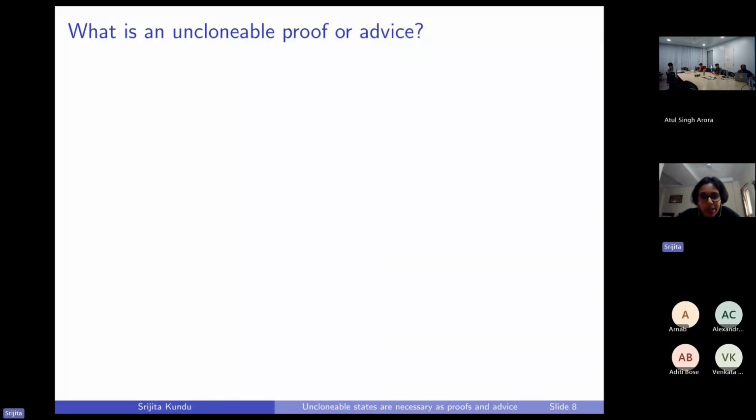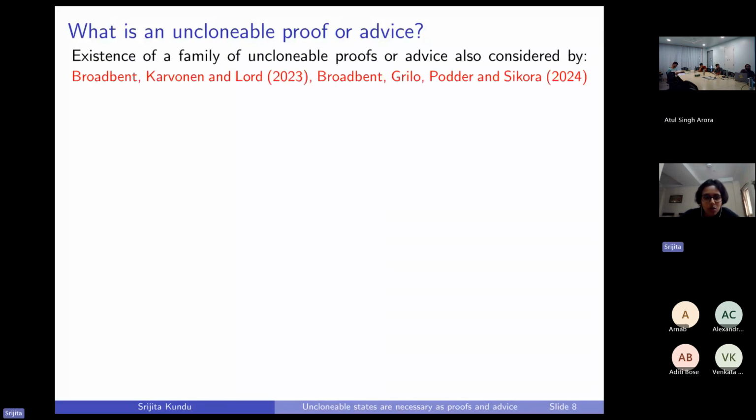Now I'll get around to explaining what an unclonable proof or advice actually is. The weaker notion of the existence of a family of unclonable proofs or advice has been considered in some previous works. We'll consider a stronger notion of all possible proofs or advice being unclonable. But let's examine what this weaker notion is first.